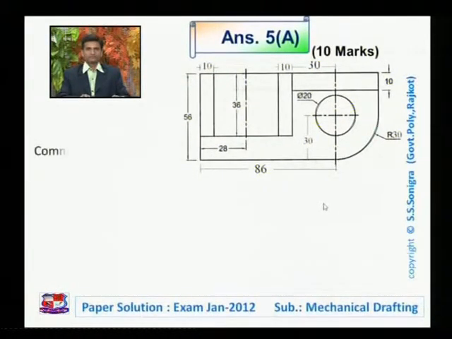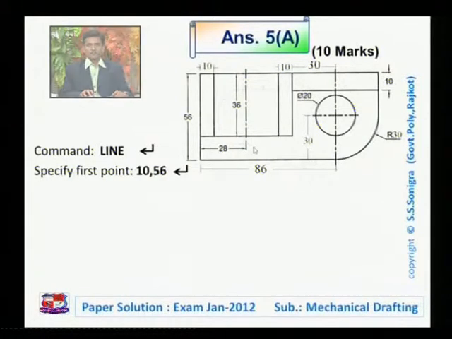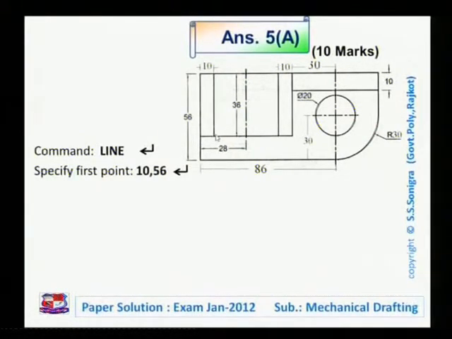Now next, command prompt line, enter, specify 10 and 56. Now we are here, starting point is 10, x coordinate is 10, y coordinate is 56. From here we have to draw this vertical line. So enter over here, and length of this line is 56 minus this, that is 36. This line is 36 mm.